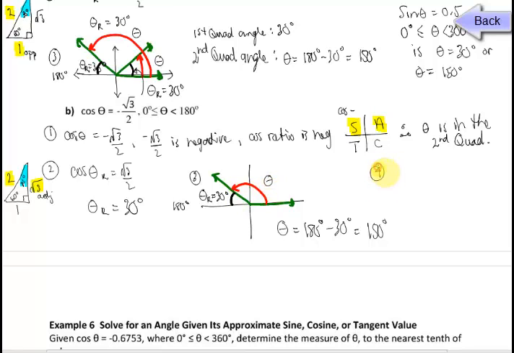And so then I state my solution. The solution to cos of theta equals negative root 3 over 2, where theta is between 0 and 180 degrees, is 150 degrees. Okay, so that ends this discussion for example number 5.